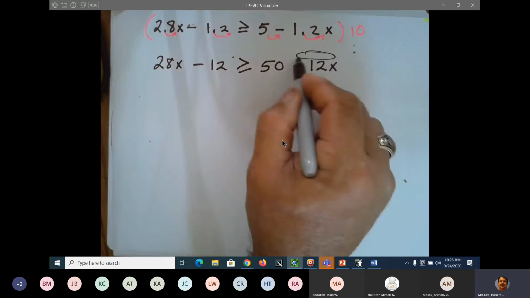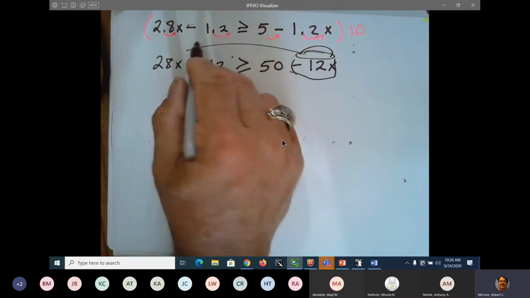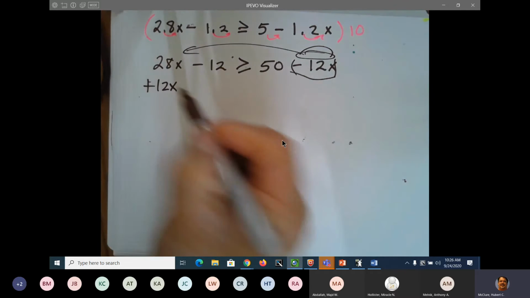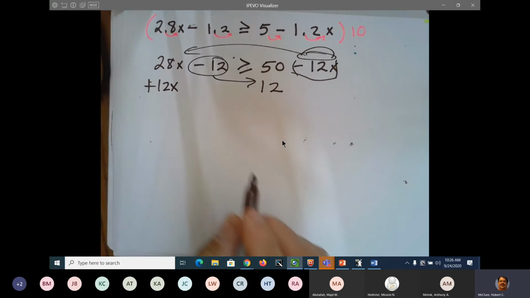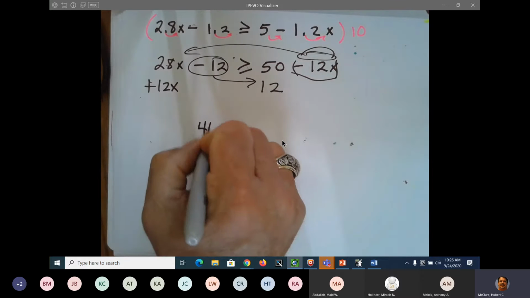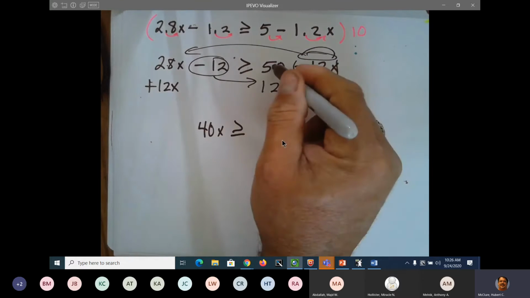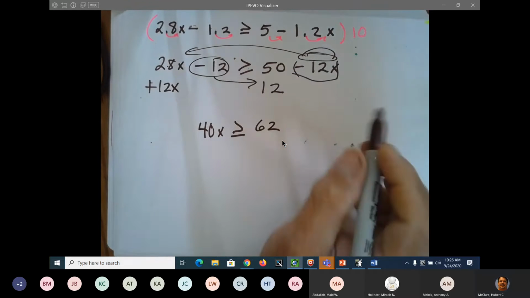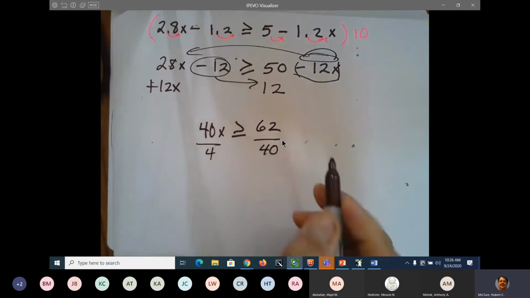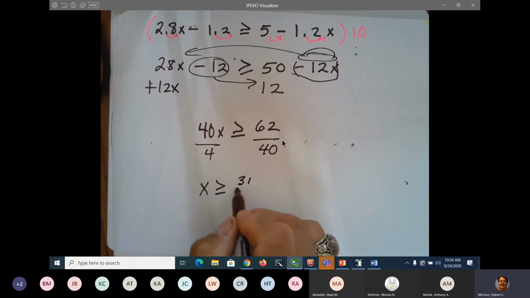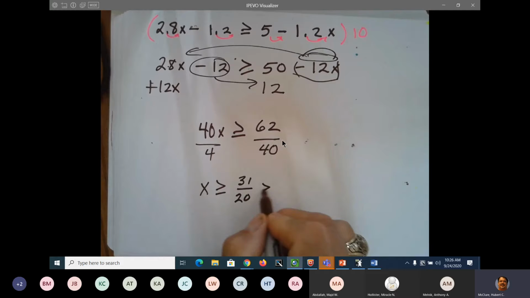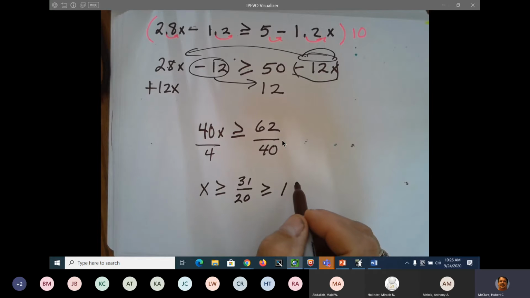This one's the smallest bucket, so I'm going to move it across the river. That becomes a 12x. This one is going across the river, and that becomes 12. And 28 plus 12 is 40, and 50 plus 12 is 62. Divide by 40, divide by 40. X is greater than or equal to, well, that'd be 31 over 20. That's going to be 1 and, 20 goes in one time, leaves 11 over 20.